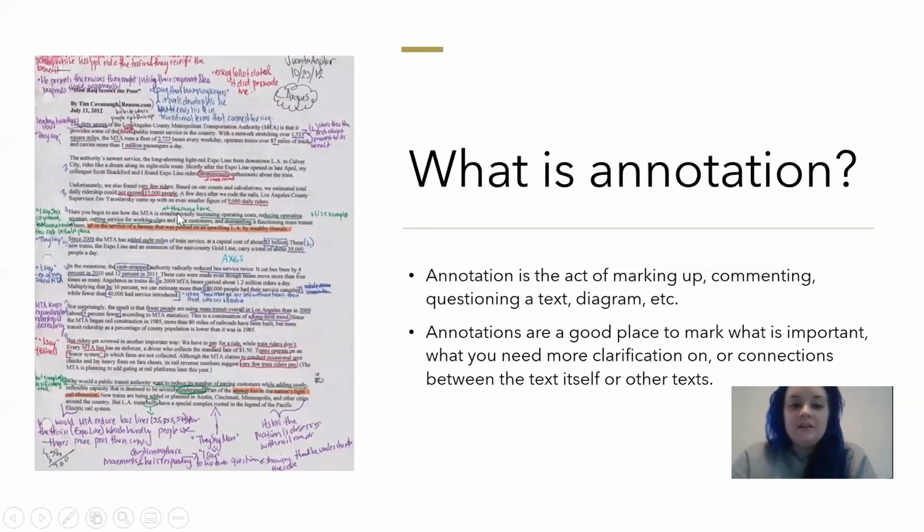Annotation looks like this on the left. You've all probably done this, even if you weren't aware that you were annotating something. You've all probably marked up things that you've read, even if it's just with question marks, or underlining something that's interesting that you want to come back to. But annotations are a good way to mark what is important, what you might need more clarification on, or connections between the text itself or even other texts.